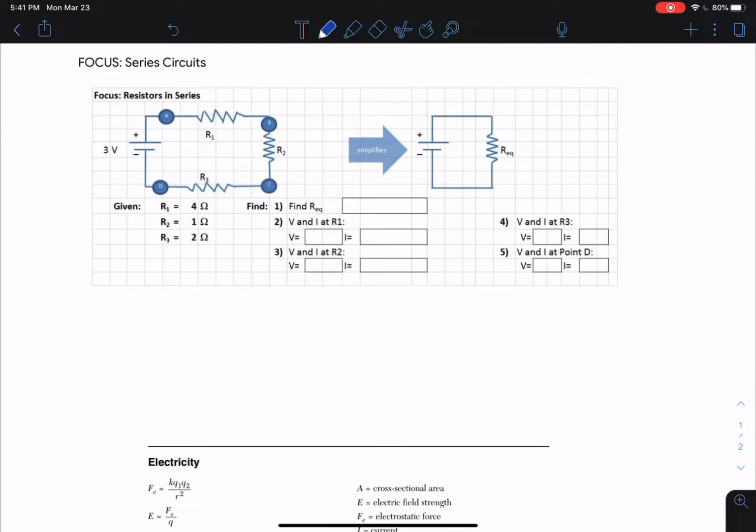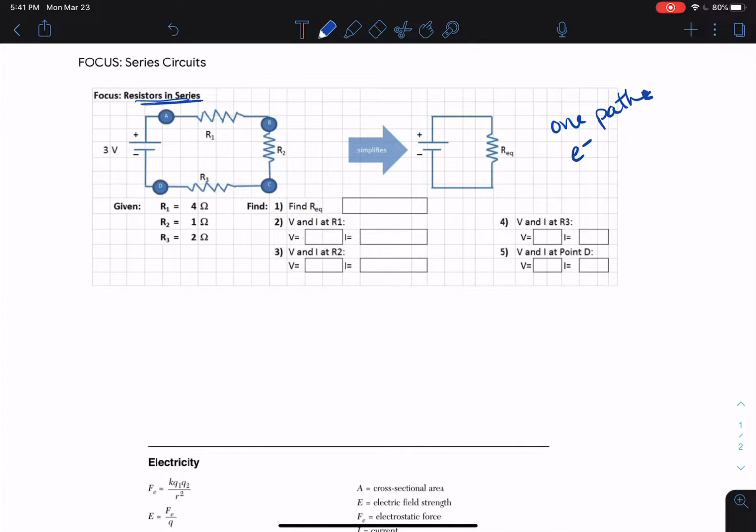Okay, so I'm going to show you how to solve the focus for series circuits. First, we know that it's a series circuit because it says it up here, but how do we know if it is a series circuit? Well, if the resistors are connected in order, like in one loop, and there are no branches, there's only one path for the electrons, that means it is a series circuit.